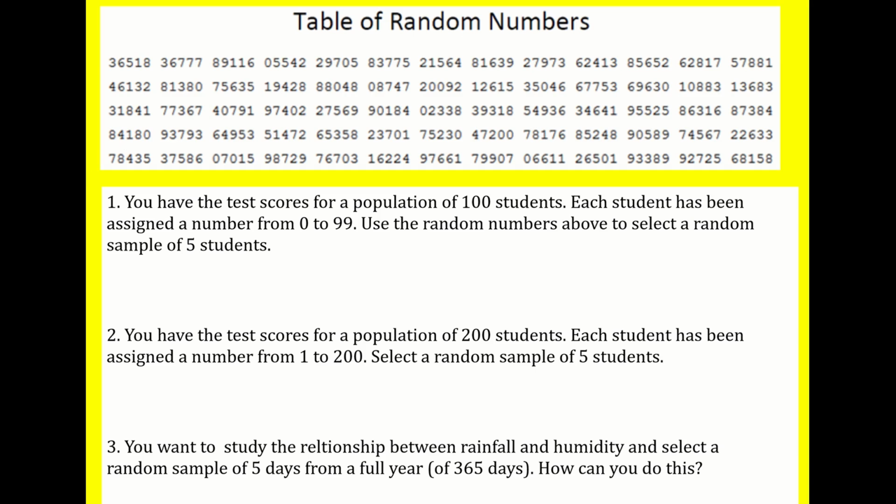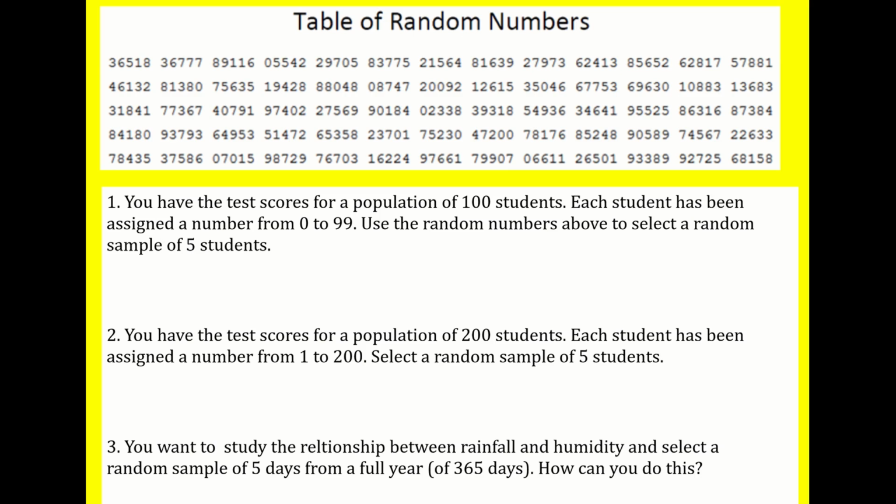Now this could be a really big table. I've just taken the first 5 rows. And we can use this table to generate our sample. So let's say I've got test scores for a population of 100 students. Everyone gets assigned a number from 0 to 99. Use the random numbers to select a random sample of 5 students.